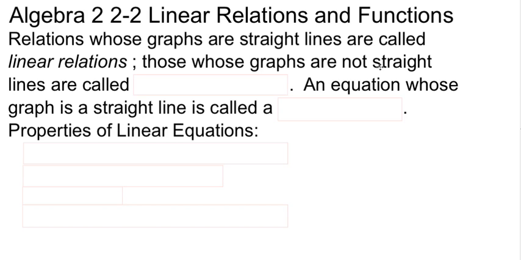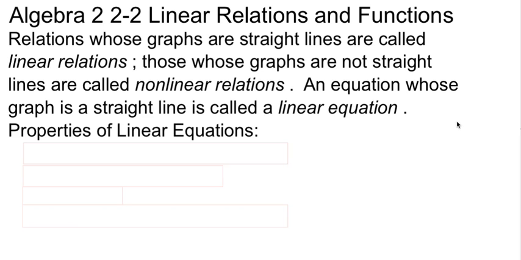And the ones that are not straight lines are called non-linear. Imagine that. Something that is not linear is called non-linear. And then if you have an equation whose graph is a straight line, you'll be surprised by this. It's called a linear equation. One of the things you're going to be asked to do here is to decide whether an equation is linear or not.